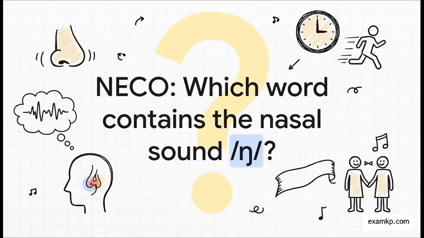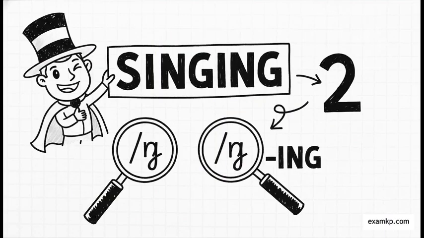One more for the road. This one's from NECO, and it's about our tricky friend. Which of these words has that sound? Is it morning, running, banner, or singing? Be careful. The answer is D, singing. And you know what? This is a clever question because singing actually has the NG sound in it twice. Once in sing, and a second time in ing. The others like running and banner have a simple sound. You have to listen for that subtle difference.